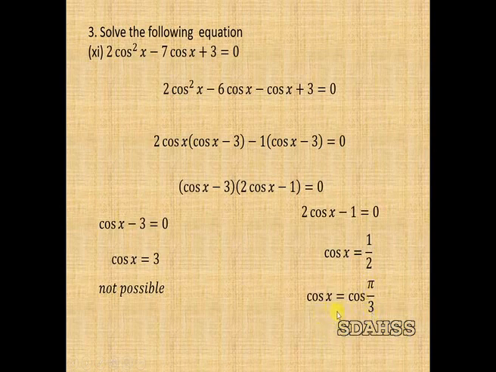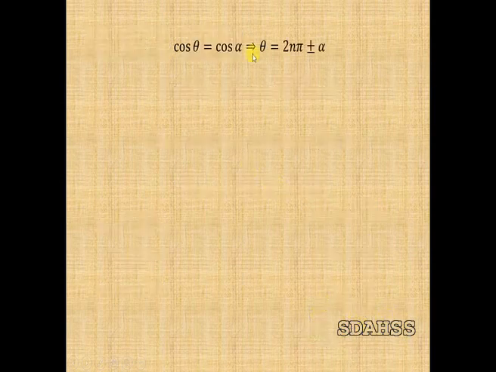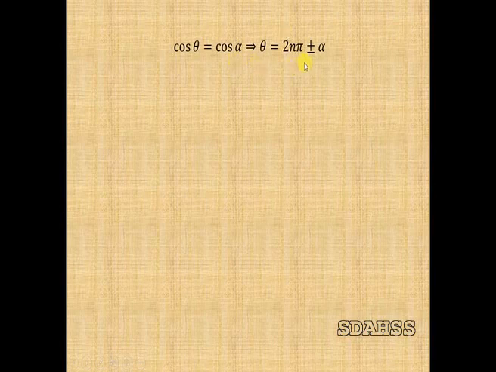Now this is of the form cos theta is equal to cos alpha, so alpha is equal to pi by 3. Cos theta is equal to cos alpha means the general solution is theta is equal to 2n pi plus or minus alpha. So theta is equal to 2n pi plus or minus. In the place of alpha you have to substitute pi by 3.